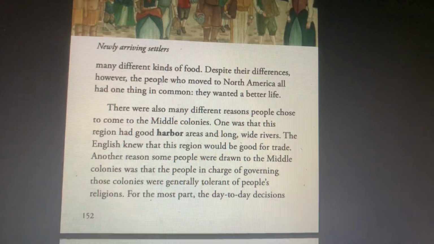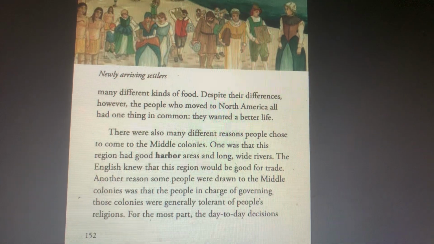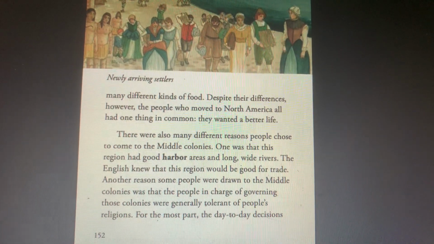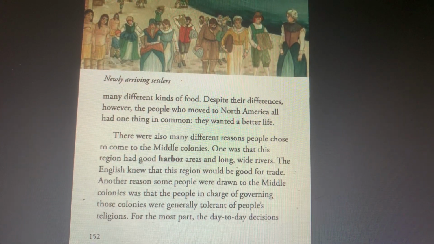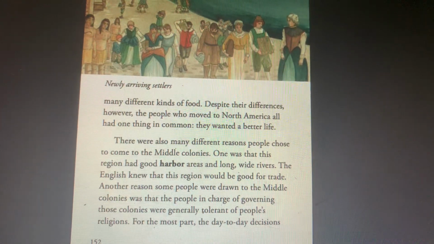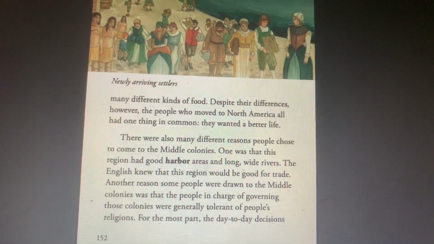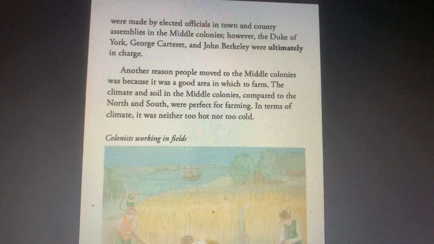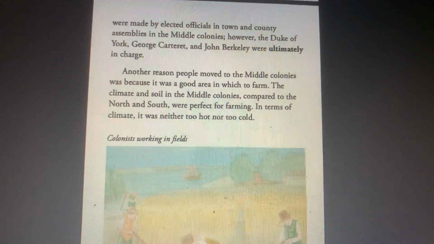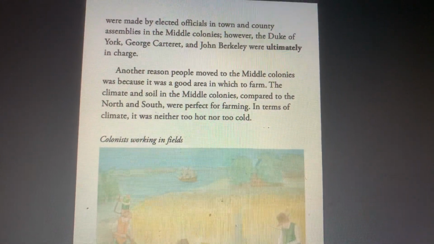There were also many different reasons people chose to come to the Middle Colonies. One was that this region had good harbor areas and long, wide rivers. The English knew that this region would be good for trade. Another reason some people were drawn to the Middle Colonies was that the people in charge of governing those colonies were generally tolerant of people's religions. For the most part, the day-to-day decisions were made by elected officials in town and county assemblies in the Middle Colonies. However, the Duke of York, George Carteret, and John Berkeley were ultimately in charge.